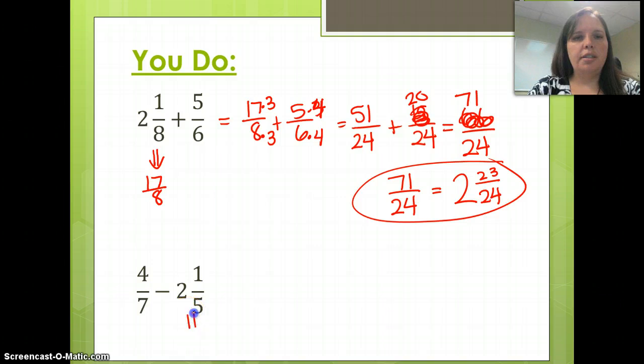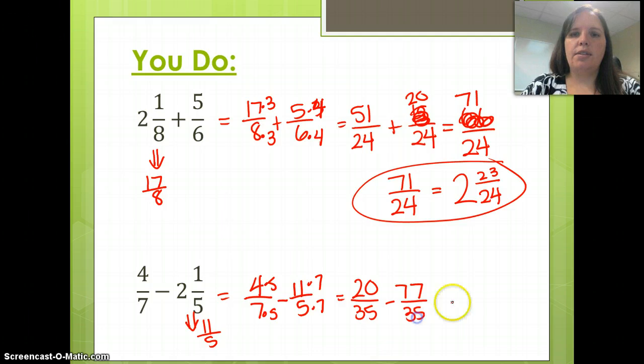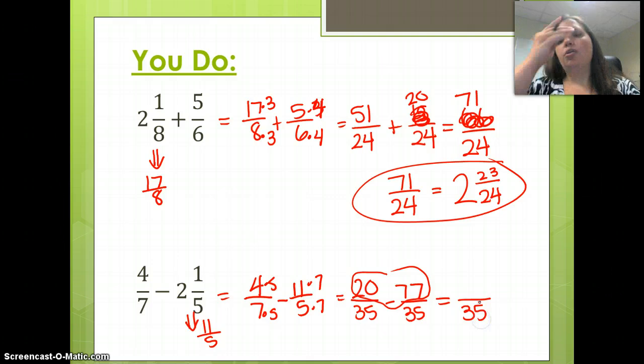For the second one here, 2 and 1/5 is really 11/5. So this is 4/7 minus 11/5. The least common denominator would be 35. So times 7 and times 5 would be 20/35 minus 77/35. So that gives me, if I do 20 minus 77, 35 is my denominator. 20 minus 77 would be negative 57.